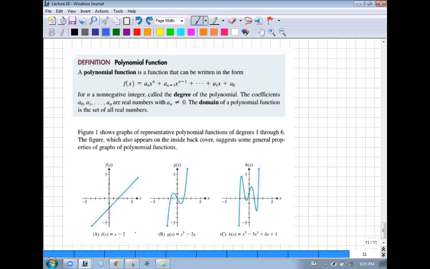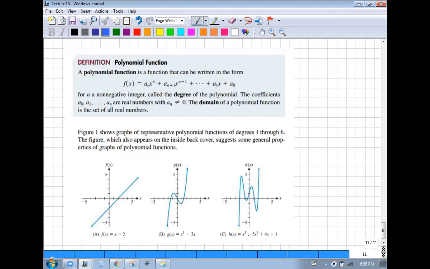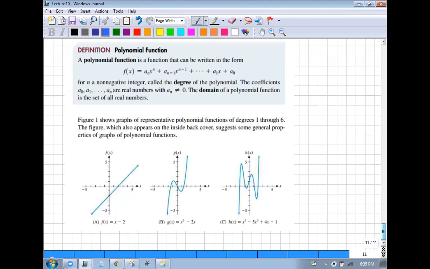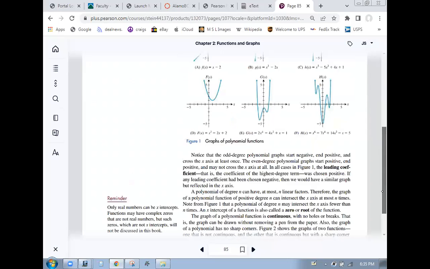Okay. So here's x minus 2. Here's an x cubed minus 2x. Notice it crosses 3 times. Basically it has 3 wiggles in it because it's an x cubed. This one's an x to the fifth. 1, 2, 3, 4, 5. It's got 5 wiggles in it. So that's what polynomials look like. They're just wiggles, curvy little wiggles. Here's some more.